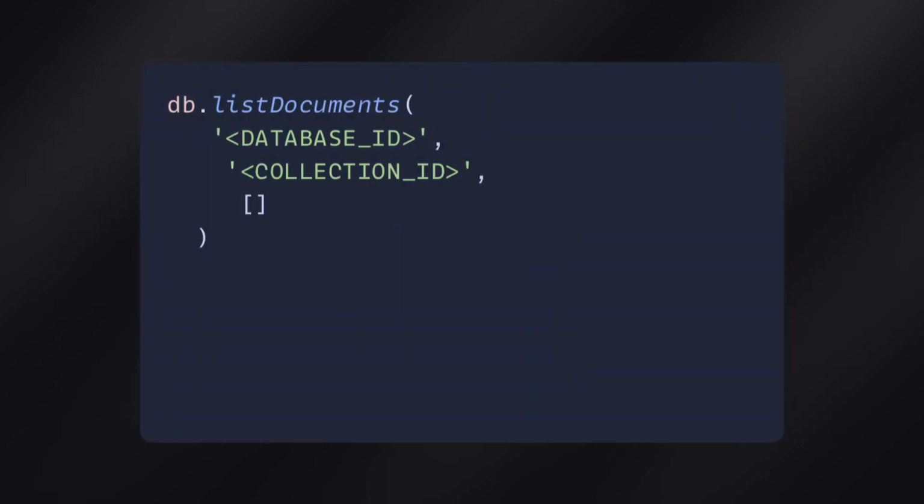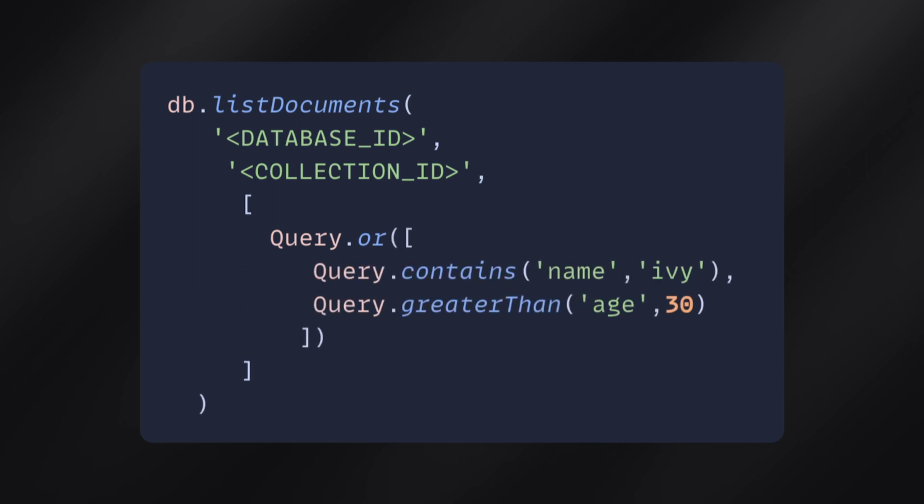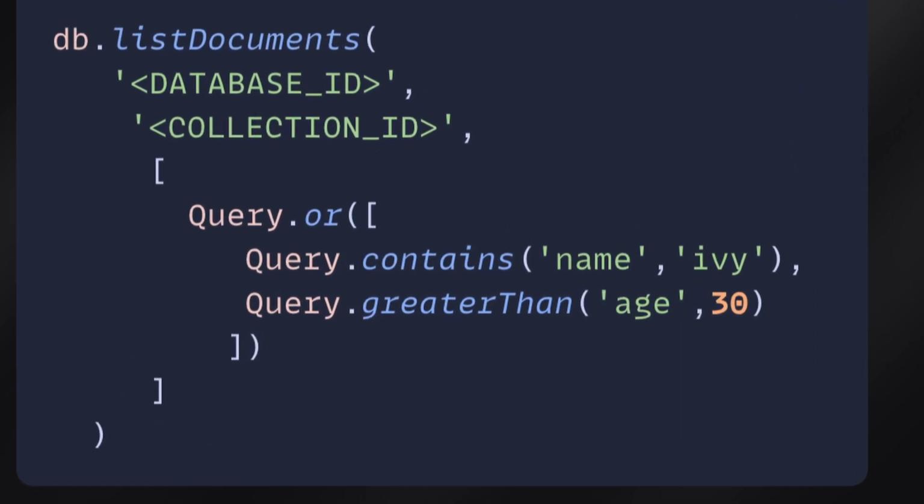To use the OR operator, we'll call query.OR and then pass in an array of queries. Here we'll search for any document that has the name which contains a substring of Ivy or has an age attribute with a value of over 30. When you're using the OR operator, make sure that you're providing at least two queries.